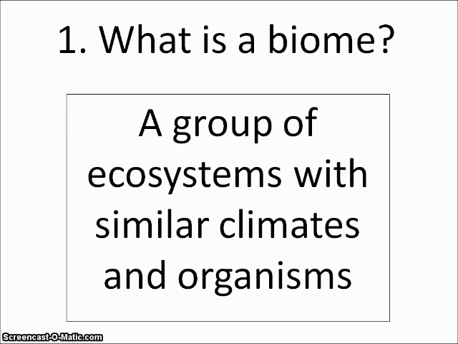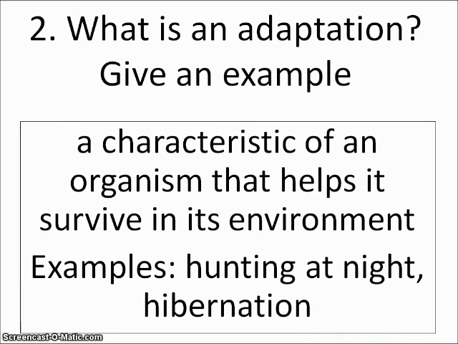All right, Miss Green, why don't you get us started? Okay, item number 1, what is a biome? A biome is a group of ecosystems with similar climates and similar organisms. Number 2, what is an adaptation? I know you've written this definition down several times, and give an example. An adaptation is a characteristic of an organism that helps it survive in its environment. Some examples include hunting at night or hibernation.